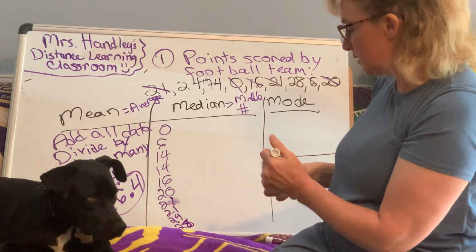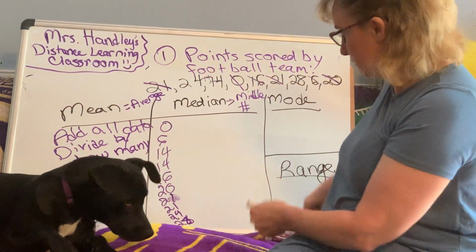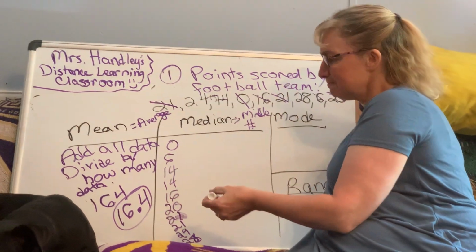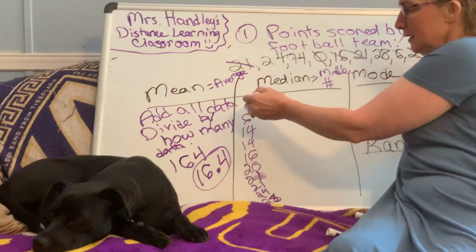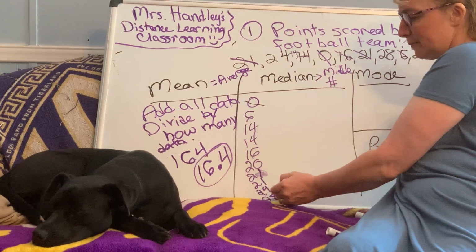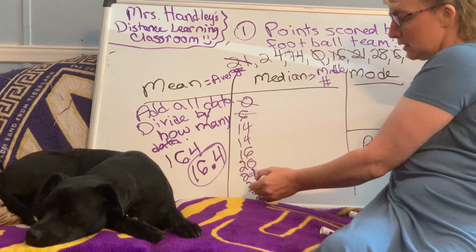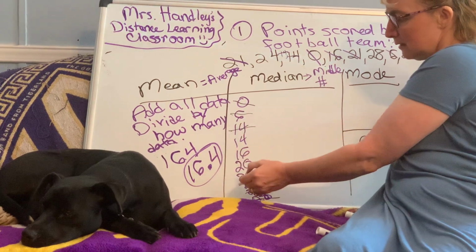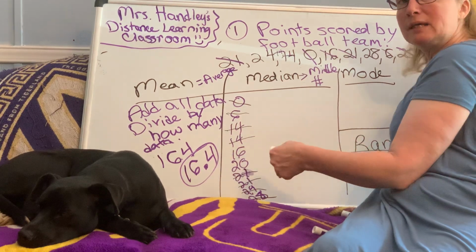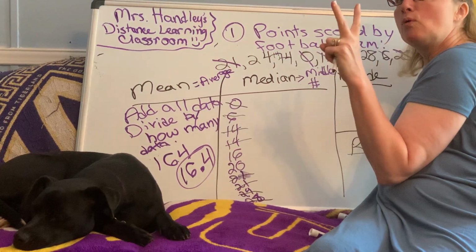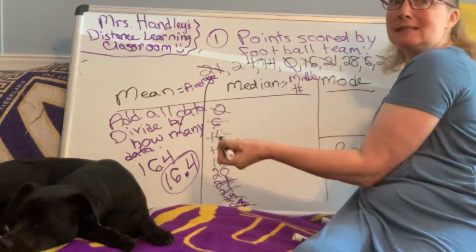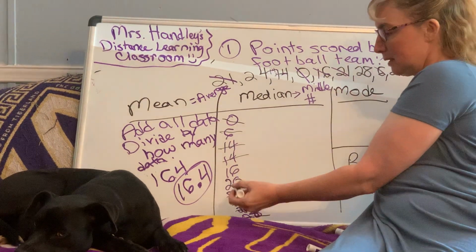Okay, so now to find the middle number, there are several different ways, okay? I like this way: cross off one from the top, one from the bottom, one from the top, one from the bottom, one from the top, one from the bottom, one from the top, one from the bottom. And you keep going until you get one or two numbers in the middle. If you have one number, that's easy. That is your median. That's your middle number.